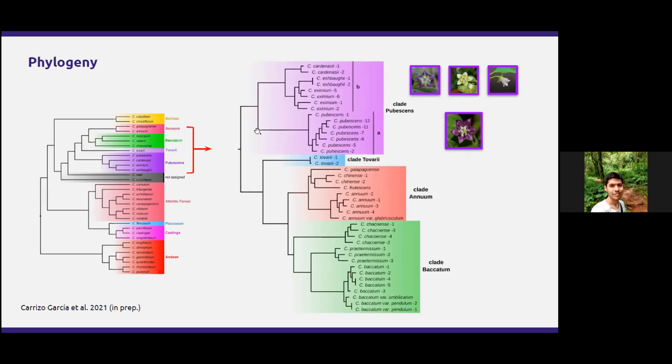And according to the length of the branches, you can see how divergent is the Capsicum pubescens lineage in relation to their wild relatives. This is really interesting, analyzing the length of the branch. Well, what about the circumscription of this group?